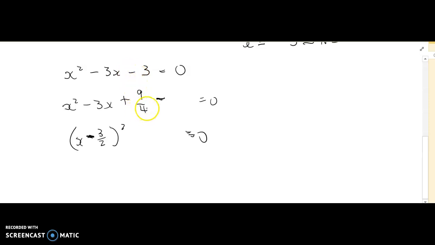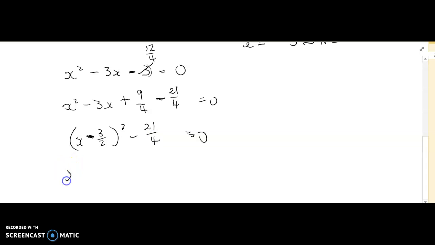Well, before we can do that, let's convert the 3 into quarters. So that's going to make that 12 over 4. So we now have minus 12 over 4, and here we have plus 9 over 4. So we must subtract, let's see, try that, minus 21. Let's double check. 9 take away 21 is negative 12. And so we now have negative 21 on 4.